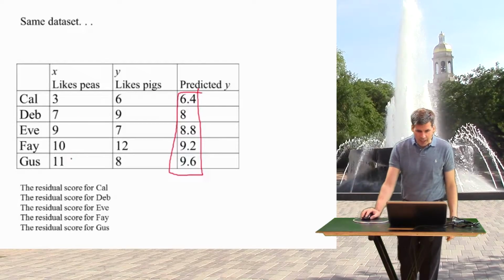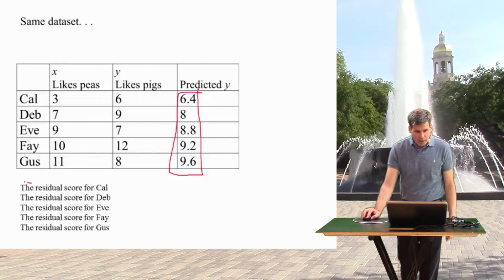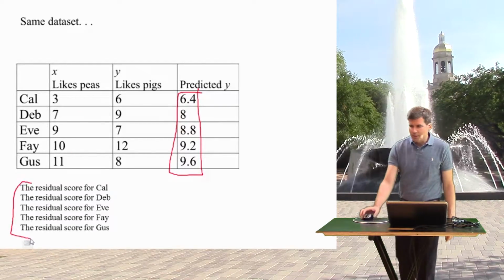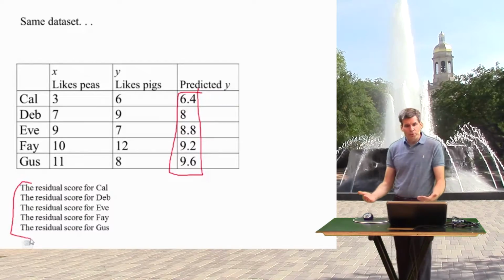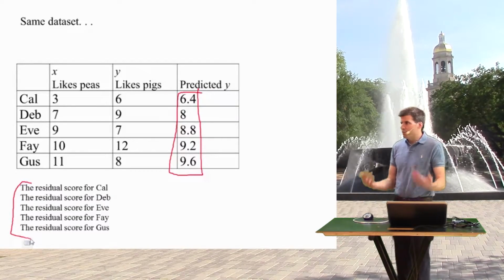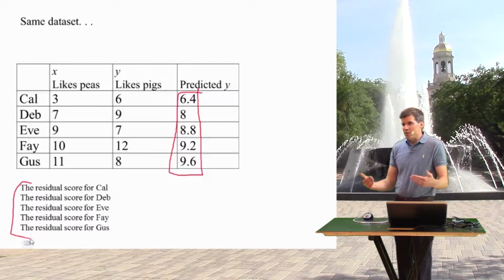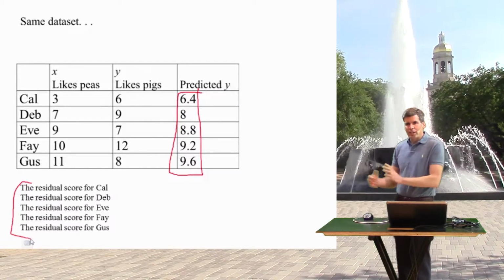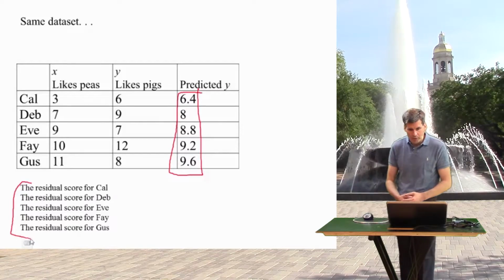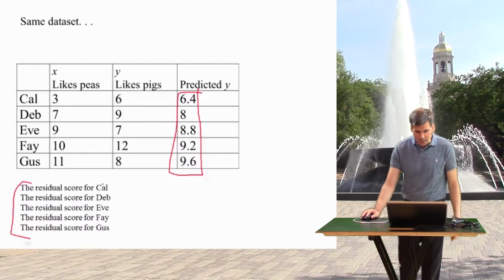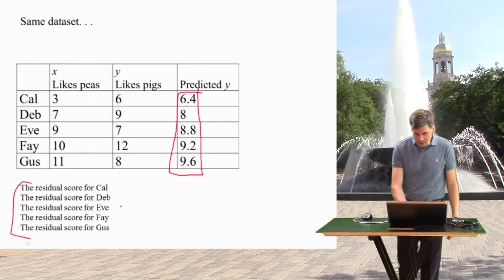Now, as you see at the bottom of the page, what are the residuals for every single person in the data set? What's the residual score for Cal? What's the residual score for Deb? One of the key things I want everyone to be aware of is that when you do regression, every single case will have a residual score, and we can calculate what everybody's residual score is. So let's do that.